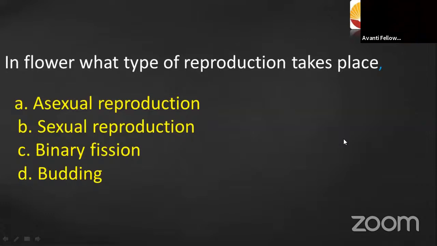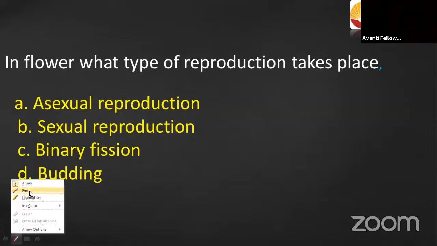So actually, a few moments back, I answered this question unknowingly. I didn't know that I had added this question. Okay, I forgot and I explained. Well, no problem. Let us see how many of you remember. In flower, what type of reproduction takes place? Okay, time is done. So let me share the results. 85% people have chosen option B, and 15% people have chosen option A, and C and D are chosen by no one. So let me stop sharing and discuss.